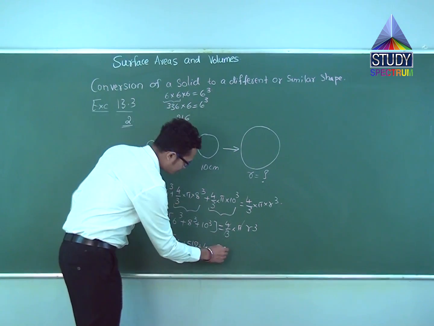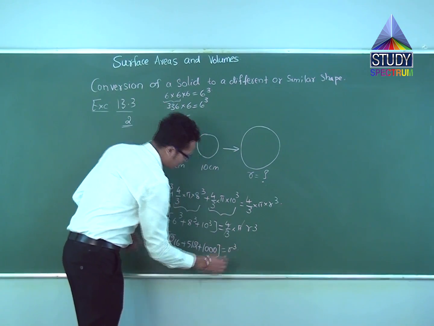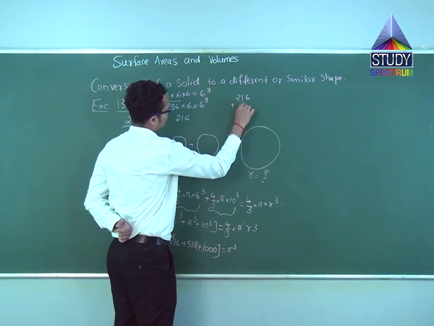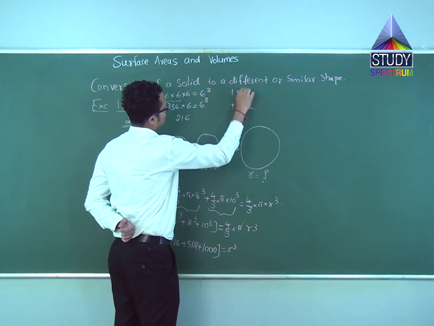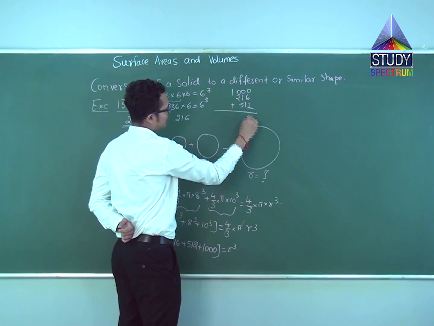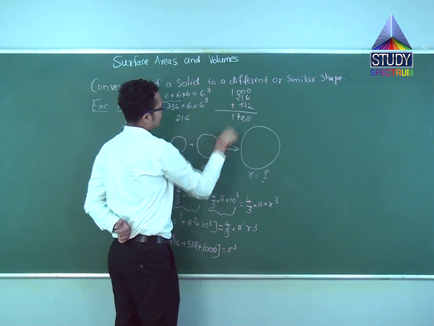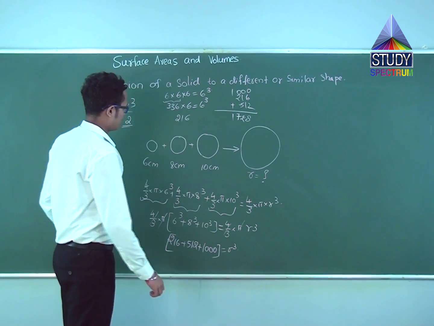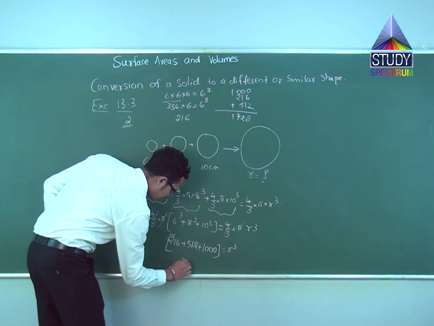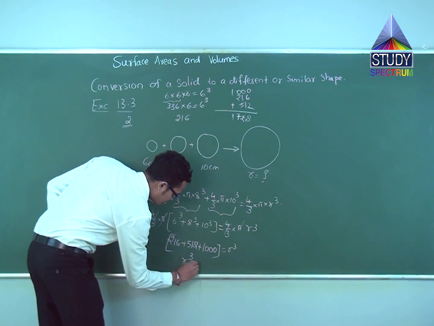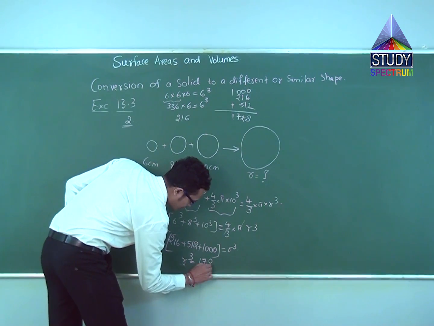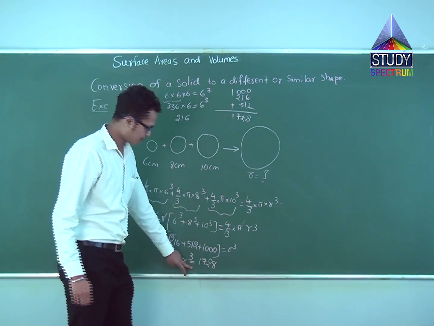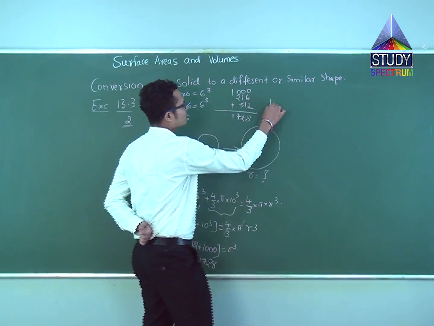Adding all these three values, we get r cube. So that is 216 plus 512 plus 1000: 8, 2, 7, 1... 1728. So 1728 is r cube. r cube is equal to 1728. This figure, isn't it near to 11 cube?